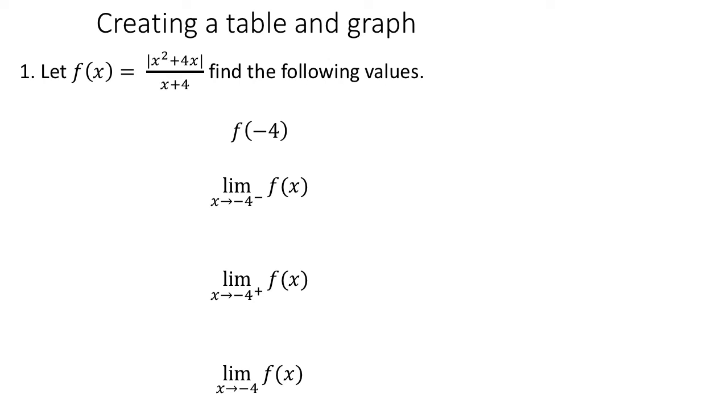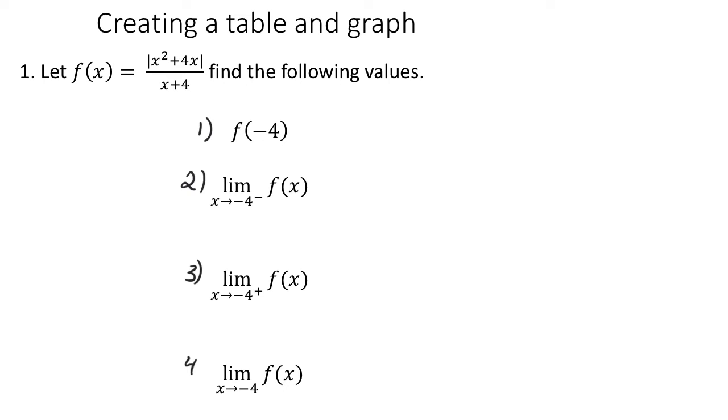We're going to find f of negative 4. We're going to find the limit of the function as x approaches negative 4 from the left. We're going to find the limit of the function as x approaches negative 4 from the right. And we're going to find the limit of the function as x approaches negative 4 overall. Again, I'm going to number these just so I can talk about them by number.